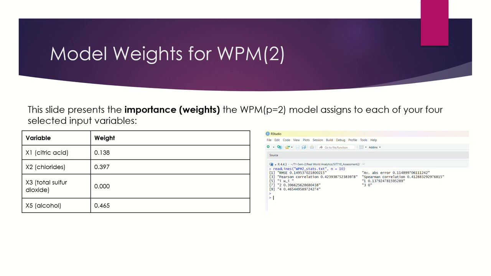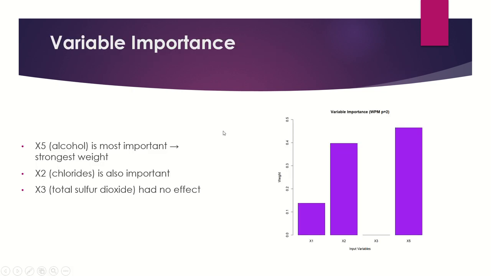Model weights for WPM2. This slide presents the importance weights the WPM with p equal to 2 model assigns to each of the four selected input variables. Variable importance: X5 alcohol is most important, with the strongest weight. X2 chlorides is also important. X3 total sulfur dioxide has no effect.